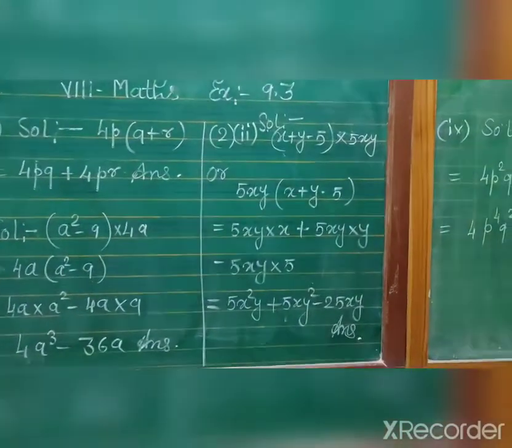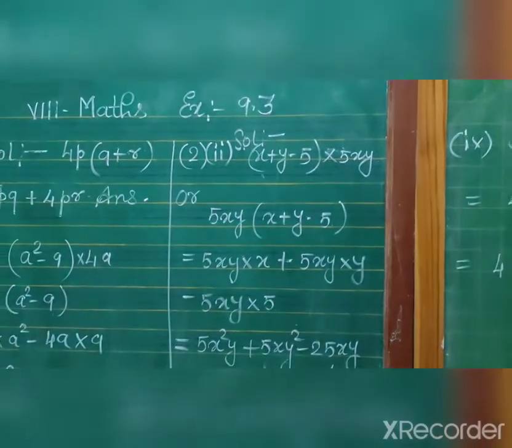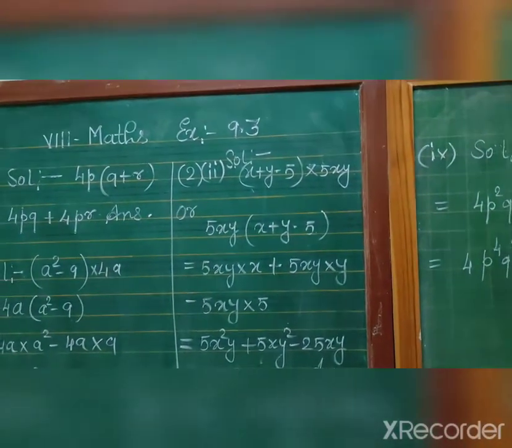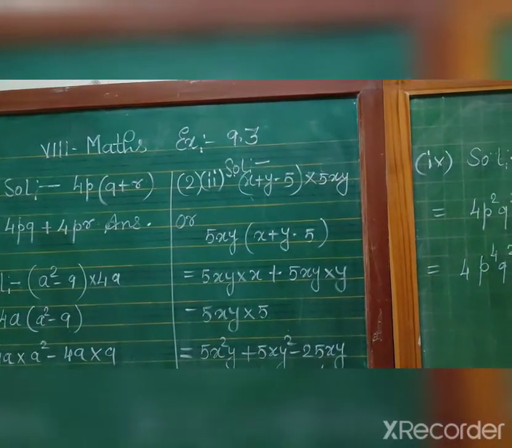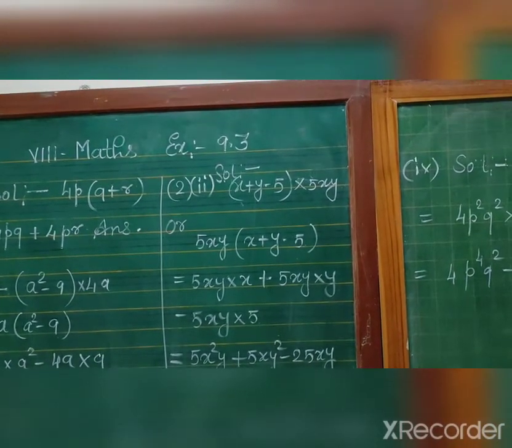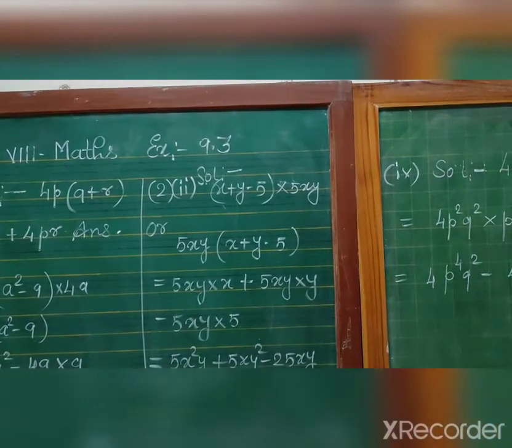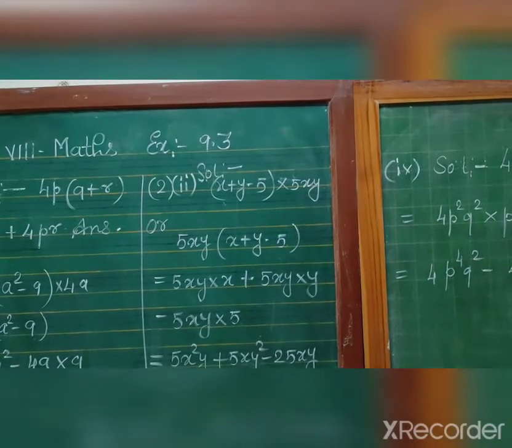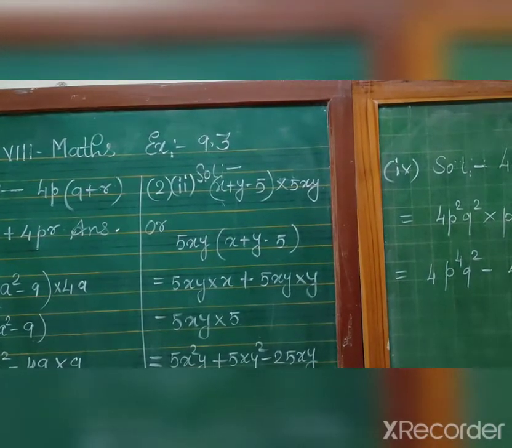Now the second sub question of question number 2. You can see here (x plus y minus 5) into 5xy. The monomial you can write first. So 5xy in the bracket (x plus y minus 5).